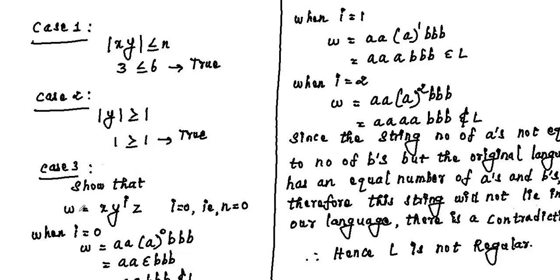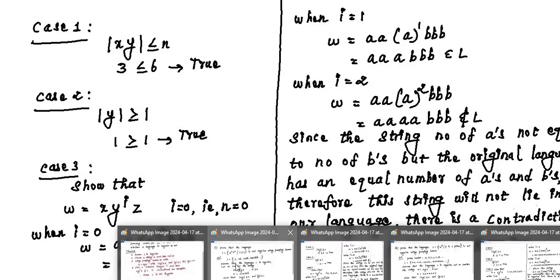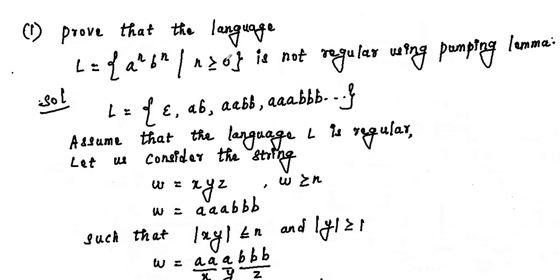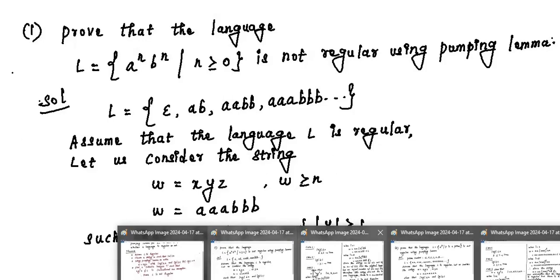The formula is going to be W equal to x, y raised to the power i, z. What is the i value here? In this question they are given n value starting from 0, n greater than or equal to 0, which means starting from 0, 1, 2, 3 and so on. That is your i value here.